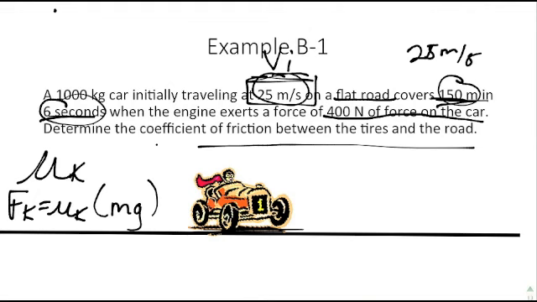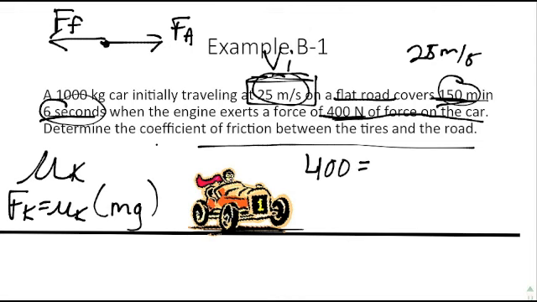Well, we know from what we learned in this unit that if you have a constant velocity, it's because you're in equilibrium. In other words, that the applied force is equal to the frictional force. So here, when it says 400 newtons, we now know that the force of friction is 400 newtons. So now we can say, okay, well, 400 newtons equals the coefficient of friction, which is what we're trying to solve for, times the mass, which is 1,000, times gravity, which is 9.8.